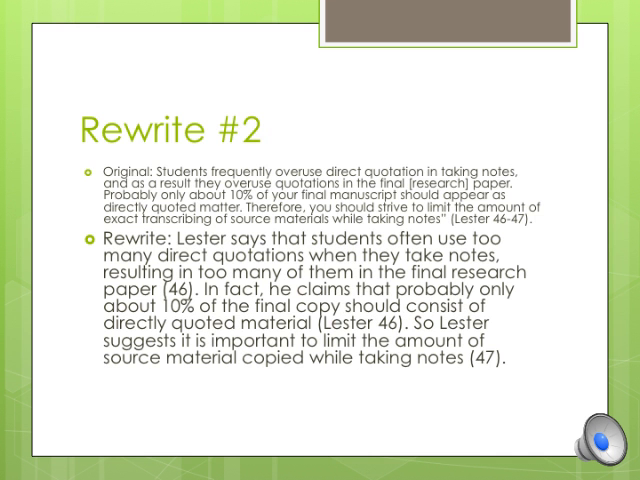If we look at the second rewrite, it's slightly different. So as you can see, the original is still above, and let's read that rewrite. It says, Lester says that students often use too many direct quotations when they take notes, resulting in too many of them in the final research paper. In fact, he claims that probably only about 10% of the final copy should consist of directly quoted material. So Lester suggests it is important to limit the amount of source material copied while taking notes. So look at that rewrite again, think about the differences between the original and this rewrite, and decide what you think that it is.